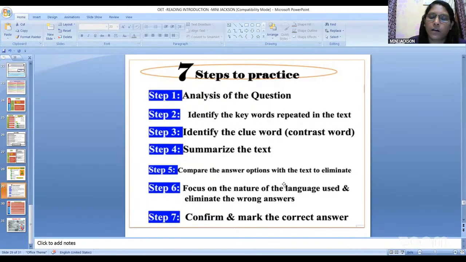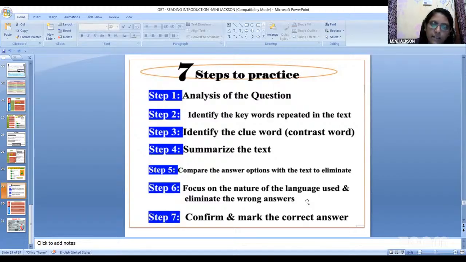If 4 options are there, you already know that 2 options you can eliminate logically, or from your knowledge. Then 2 other options are left. You need to focus only on those 2 options and find the right answer from them. That is one method. Or you eliminate with a comparison study with the text. Then focus on the nature of the language used to eliminate the wrong answers.